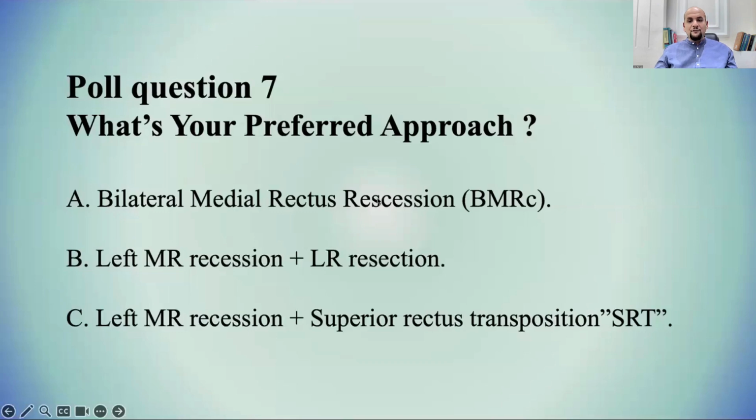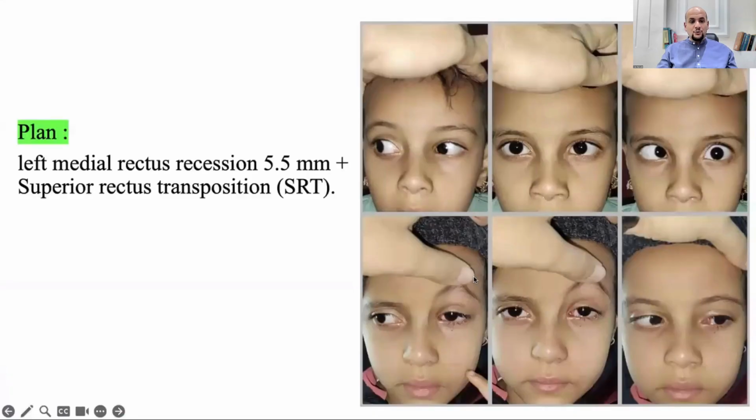Great. So 55% voted for the third option, left medial rectus recession with superior rectus transposition, and that is exactly what I have done. So let's see the patient post-op. I have done left medial rectus recession of 5.5 millimeters with superior rectus transposition, putting it superior to the lateral rectus muscle insertion.